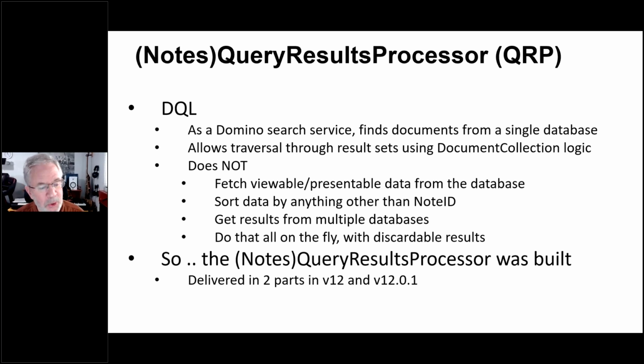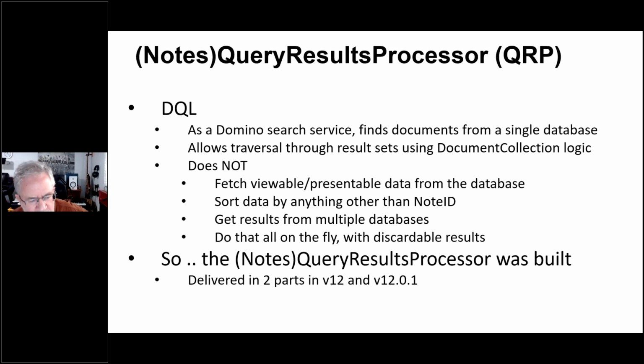What it does not do, and people say, well, we need more than this. I need to have something presentable, something fetchable, something I can look at. I want to be able to sort by anything other than just node ID, which is what you get with DQL. And I want to get results from multiple databases. That request has been around as long as I've been with Domino, and do it all on the fly with discardable results.